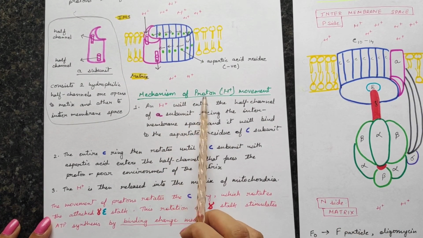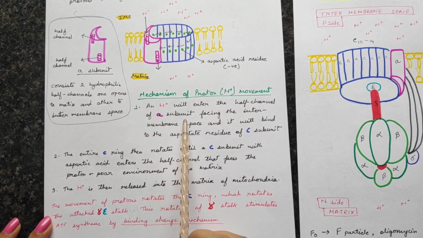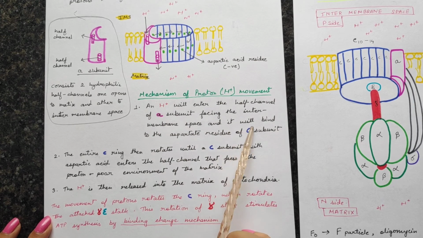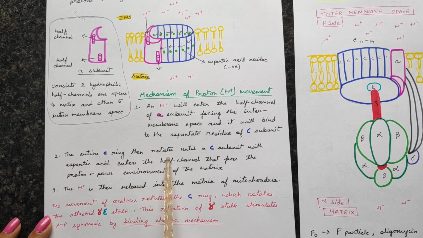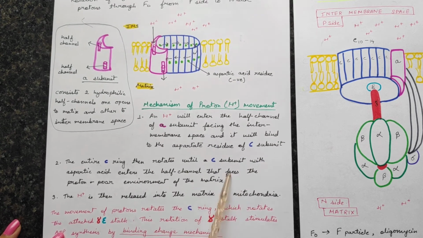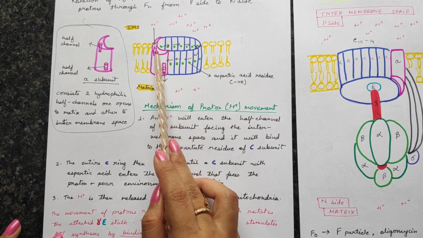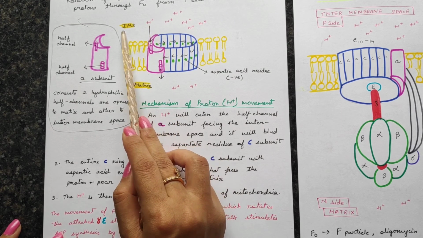So the mechanism of proton movement: the proton will enter the half channel of the A subunit facing the intermembrane space, and it will bind to the aspartate residue of the C subunit. The entire C ring then rotates until the C subunit with aspartic acid enters the half channel that faces the proton pore environment of the matrix. The H plus is then released into the matrix of the mitochondria. Okay, so this is how the C ring rotates as the hydrogen ions are passed from the intermembrane space to the matrix.